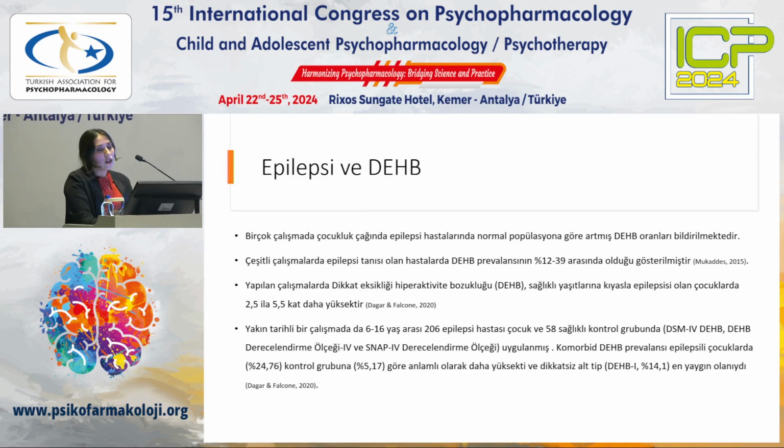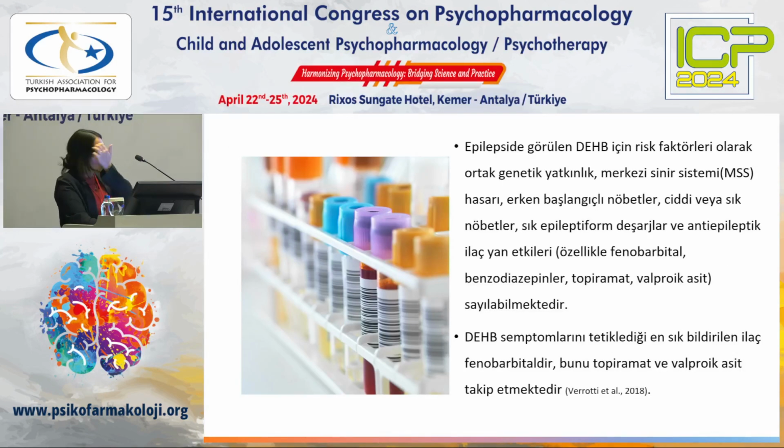For epilepsy patients compared to the normal population, there's an increased ADHD level. Many studies show that in patients with epilepsy, the prevalence of ADHD is 12 to 39% compared to healthy groups. The ADHD ratio is 2.5 to 5.5 times higher compared to other children. In a study, these children were compared to healthy controls, and comorbid concentration loss prevalence was higher among children with epilepsy.